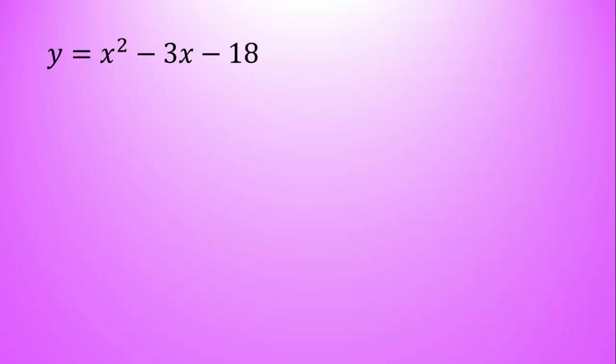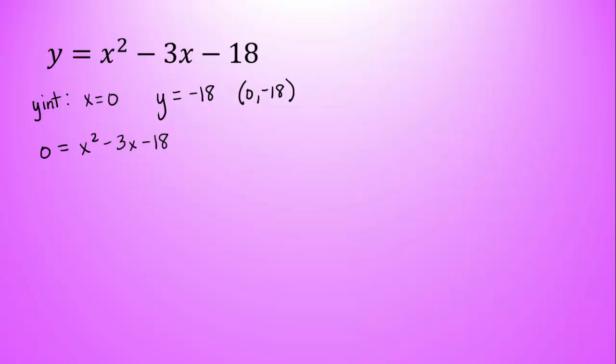We're going to follow the same general strategy. So to find the y-intercept, we're going to plug in x equals 0, and we end up getting y is equal to -18. That's the point 0, -18. To find the x-intercepts, you let y be 0. You may get 1, 2, or no x-intercepts. So let's solve and see what we get for this one.